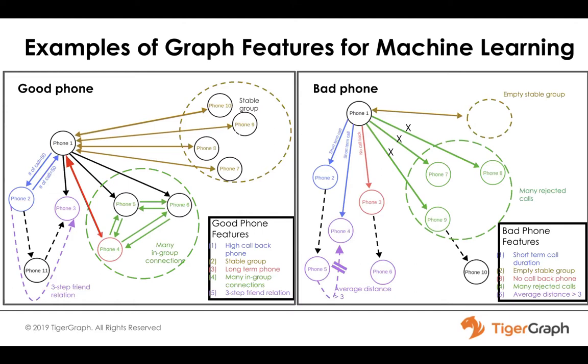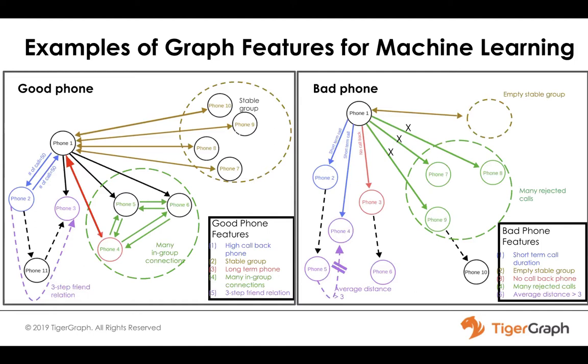A second graph feature we call the many in-group connections. This is the green circle that we're looking at on a good phone. For phones 5, 6, and 4, phone 1 calls them, and they are also a group of friends or contacts that would call each other. So this is pretty normal: if you have a group of friends or colleagues, you would regularly reach out, and they also have internal connections as well. So we call this many in-group connections. And this is a very typical graph feature because you're looking at multiple-hop relationships.